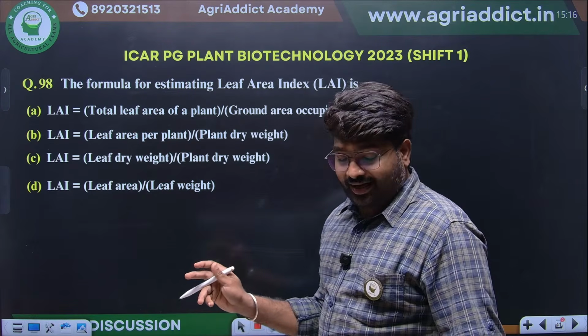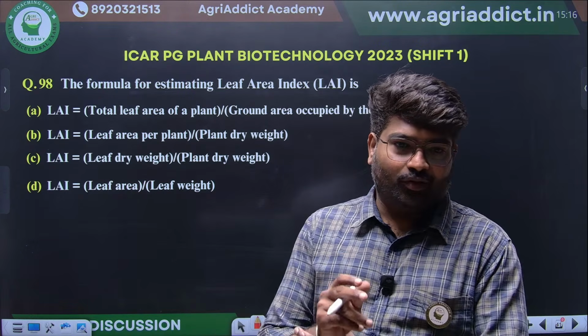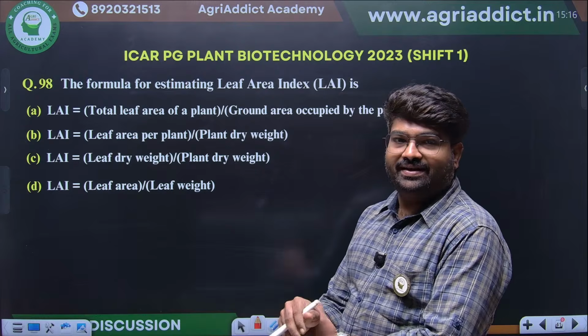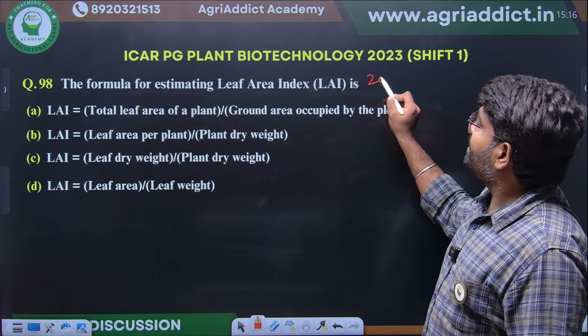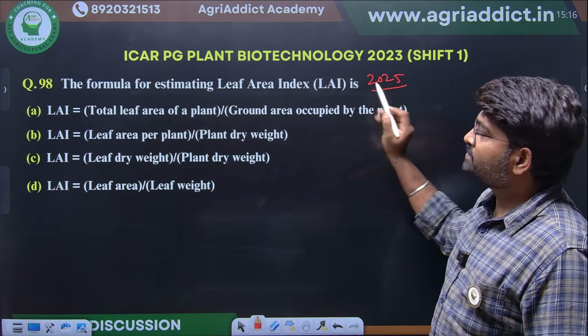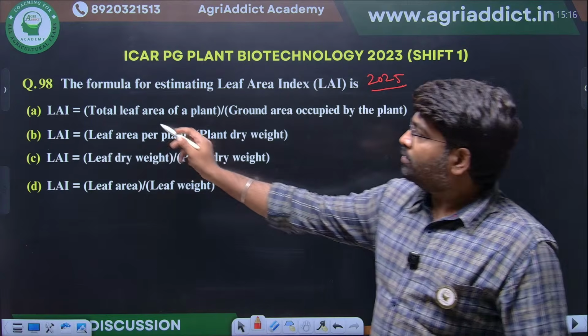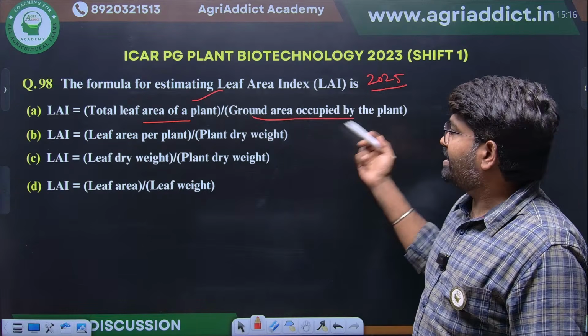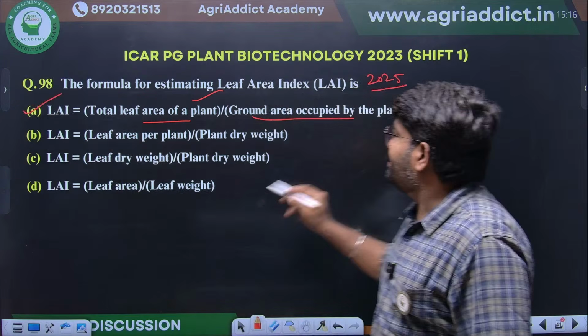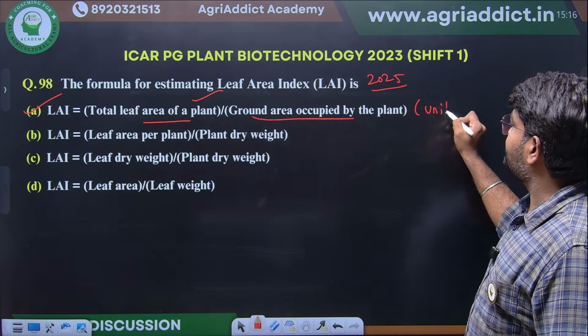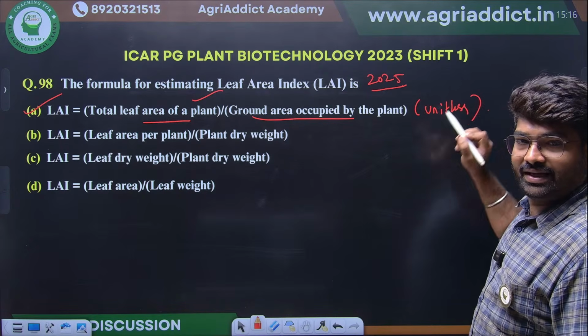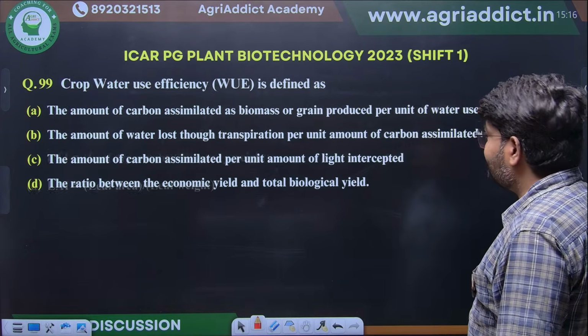See, again, growth parameters. They are asking about leaf area index. In 2025, they asked the same question, leaf area index. Leaf area index means what? Total leaf area of the plant to the ground area occupied by the plant. Another important thing is that it is unitless. This we have seen. Yes, option A is the right option.